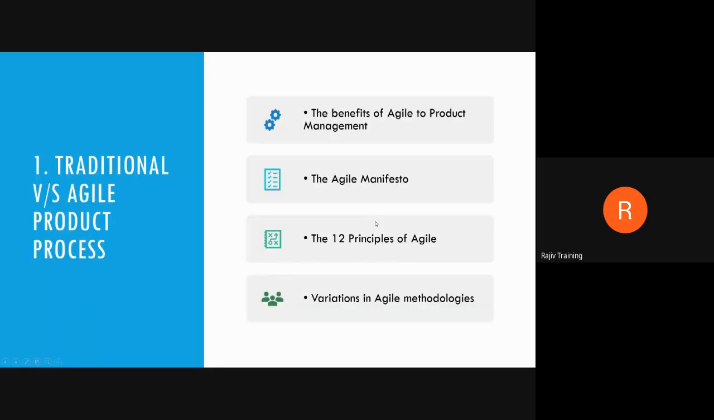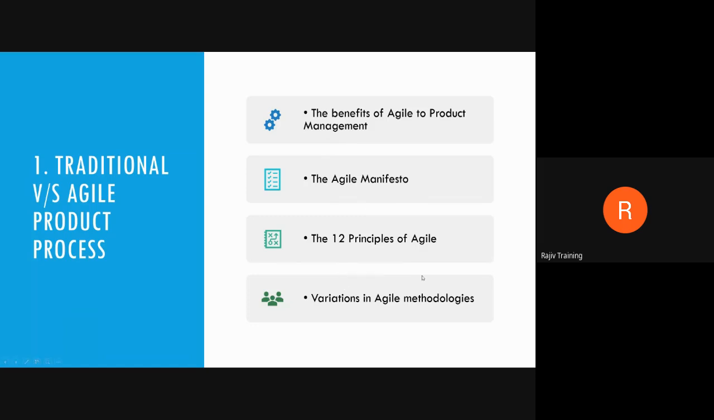Now, coming to the first module. In the first module, as I told, we'll learn about traditional versus agile product process. Here, we'll learn about the benefits of agile to product management, and then we'll go through the agile manifesto. The agile manifesto is like the Bible for agile, where we have 4 values and 12 principles defined. We'll understand those things one by one, so that it will be easier to understand the rest of the things, and then we'll see various variations that are there in agile methodology.